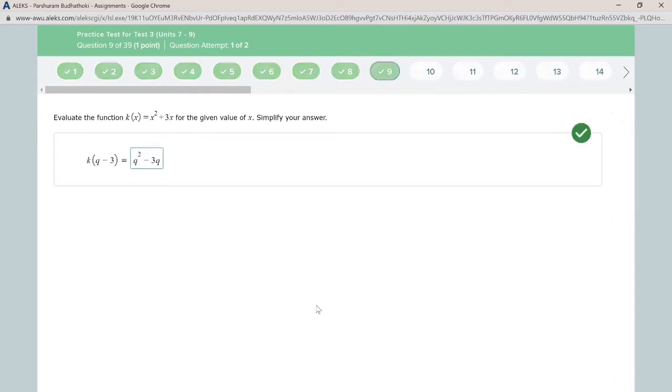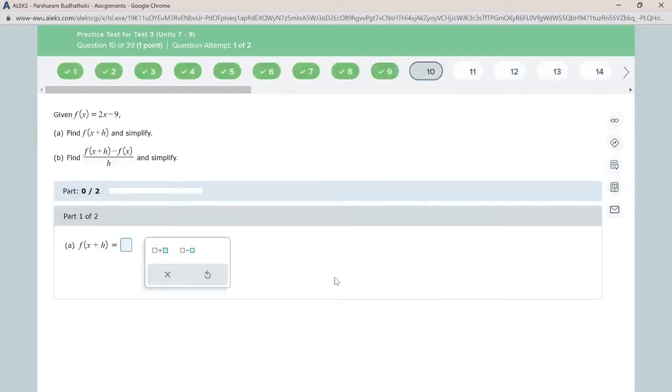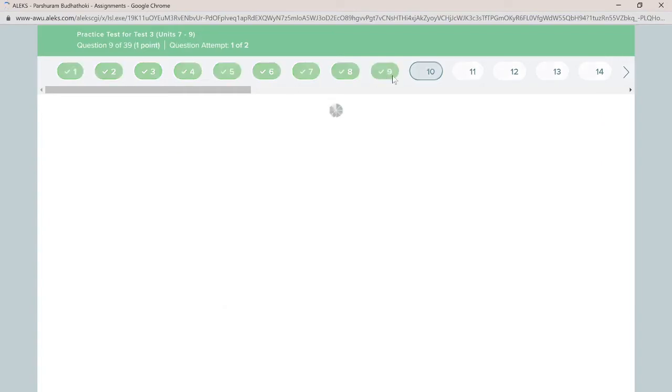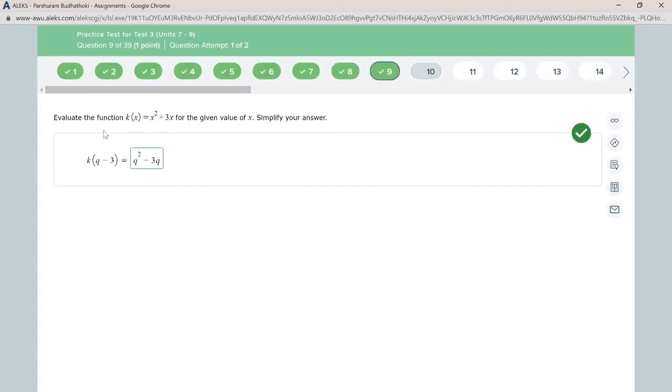All right, let's go to the next problem. Problem number 10. This is called a difference quotient. You have to calculate this difference quotient using the function given here. First of all, calculate the value of the function when x is replaced by x plus h, by doing exactly what we did for question number 9.